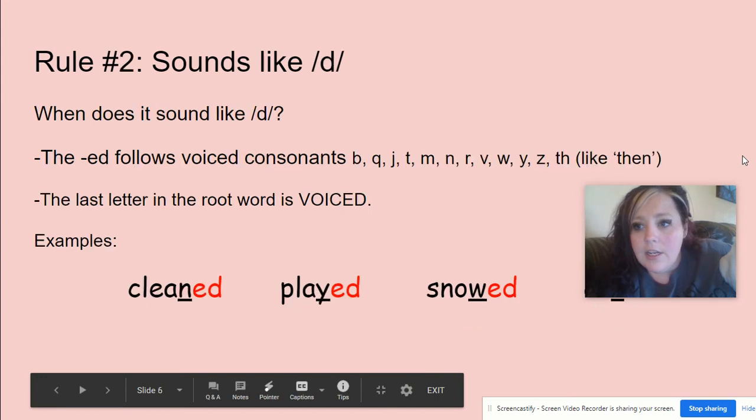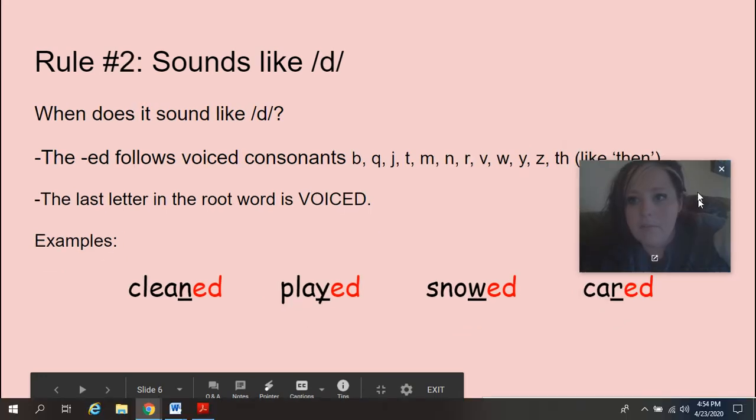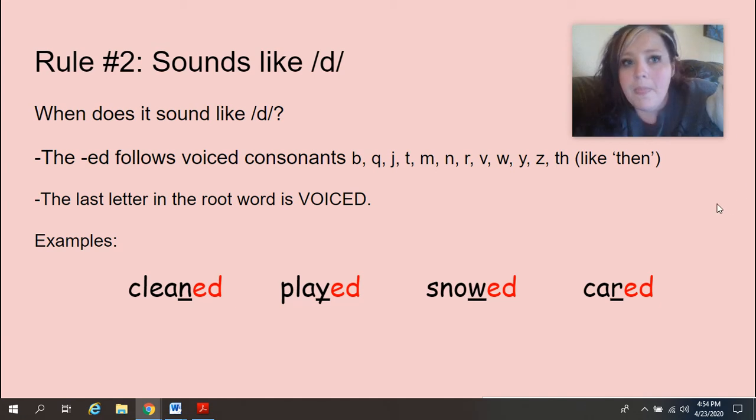All right, let's check our next rule. And I'm going to have to move myself again. There we go. So rule number 2: ed sounds like d when ed follows voiced consonants. So anytime you put your hand over your throat, anytime the consonants do make the vibration or that kind of tickle on your throat when you are touching it. So b, g, j, l, m, n, v, w, y, z, and th, like then.